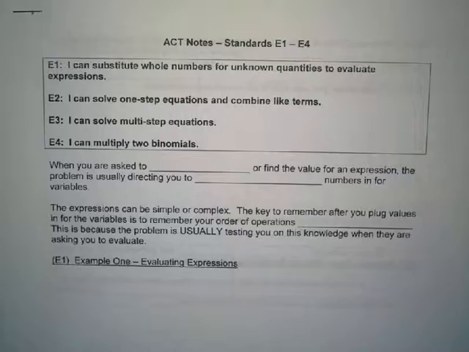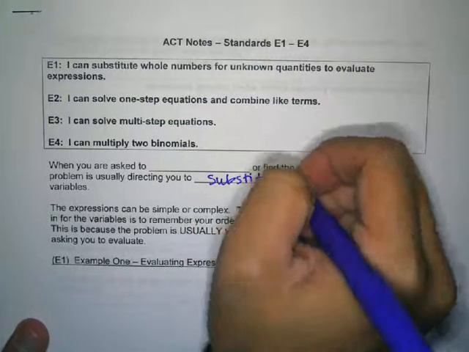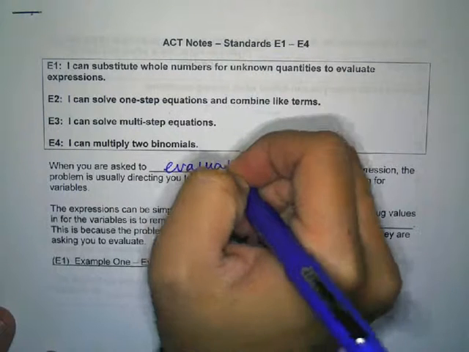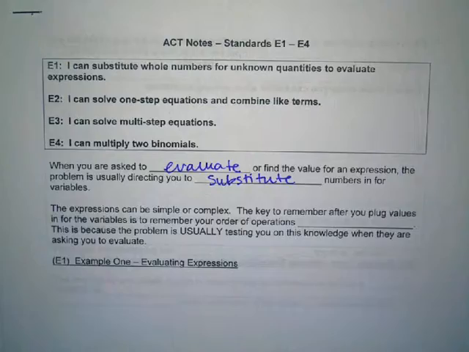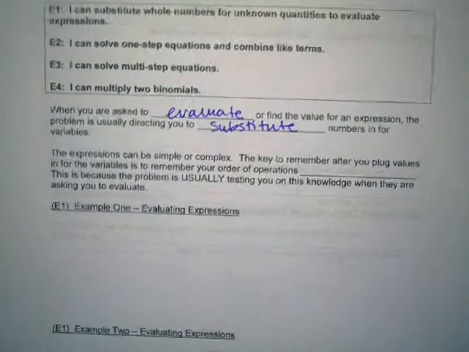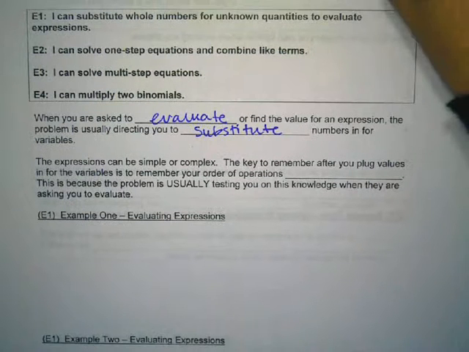A value for an expression, the problem is usually directing you to substitute numbers in for variables. Now, I know sometimes I'm guilty of saying plug in numbers for variables, but the technical term would be substitute, and they might even say substitute, so I'm going to try to use that word instead. The expressions can be simple or complex. The key to remember after you plug values in for the variables is to remember your order of operations.